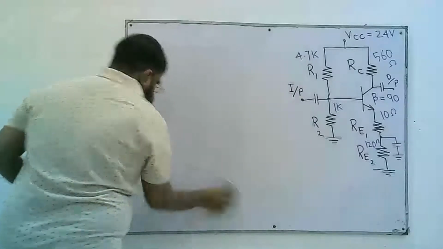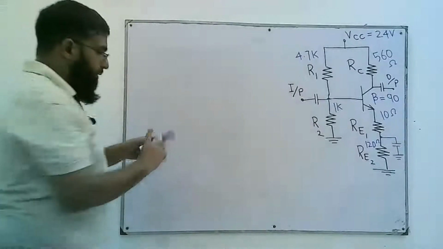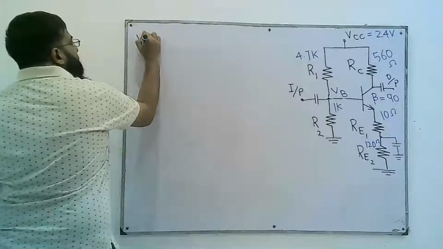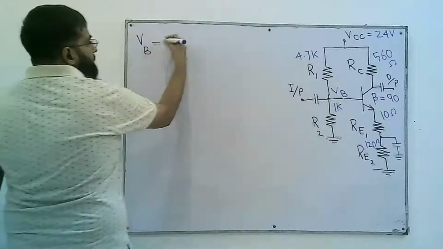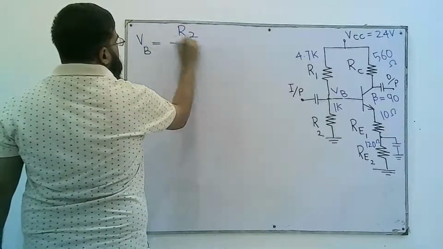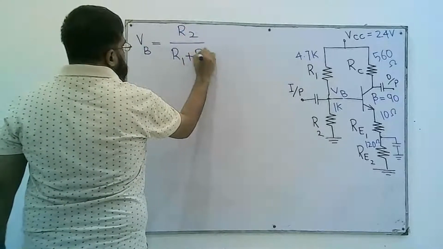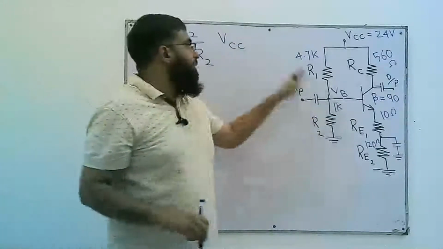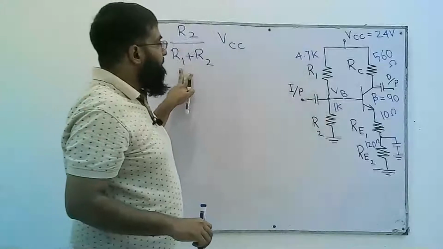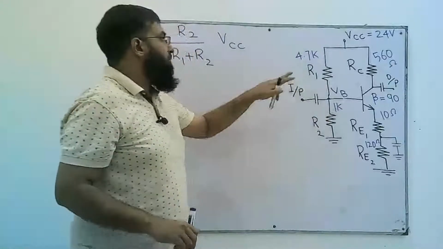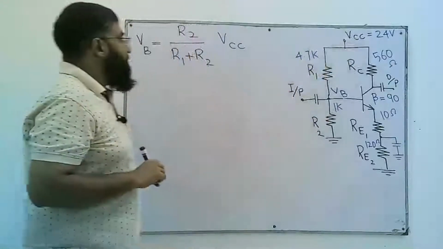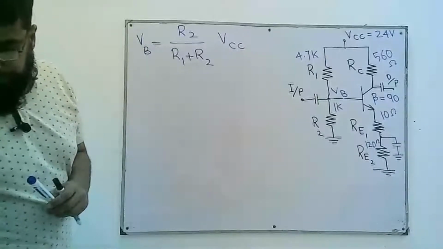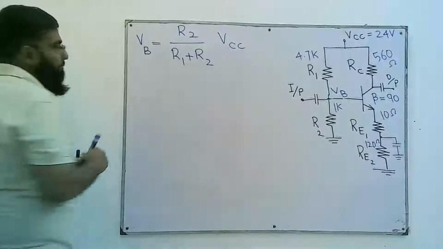Starting from the base, we'll apply the approximate analysis and we'll find this VB. According to the voltage divider theorem, this VB is R2 over R1 plus R2 times VCC. R2 is given to be 1K, R1 is 4.7K, VCC is 24 volts. Plugging all these values in gives us VB equal to 3.9 volts.